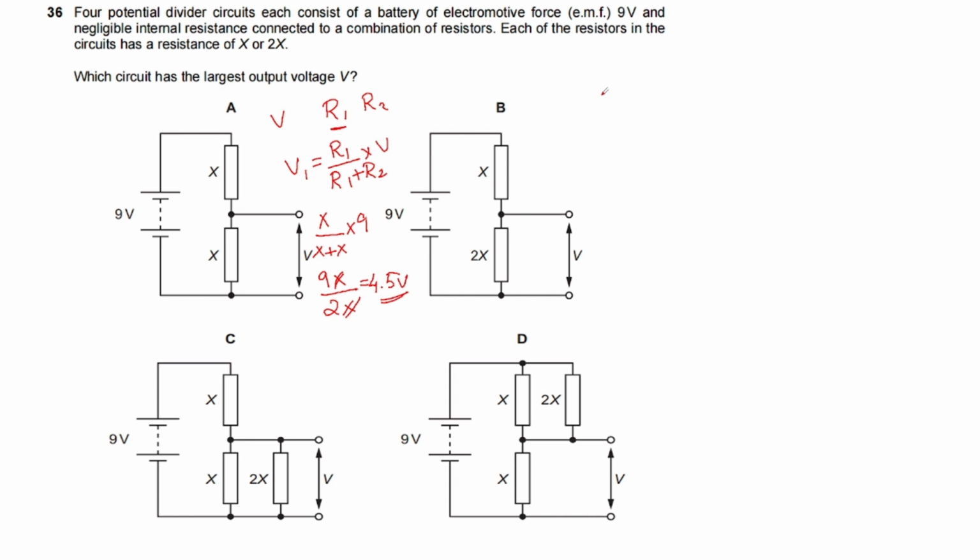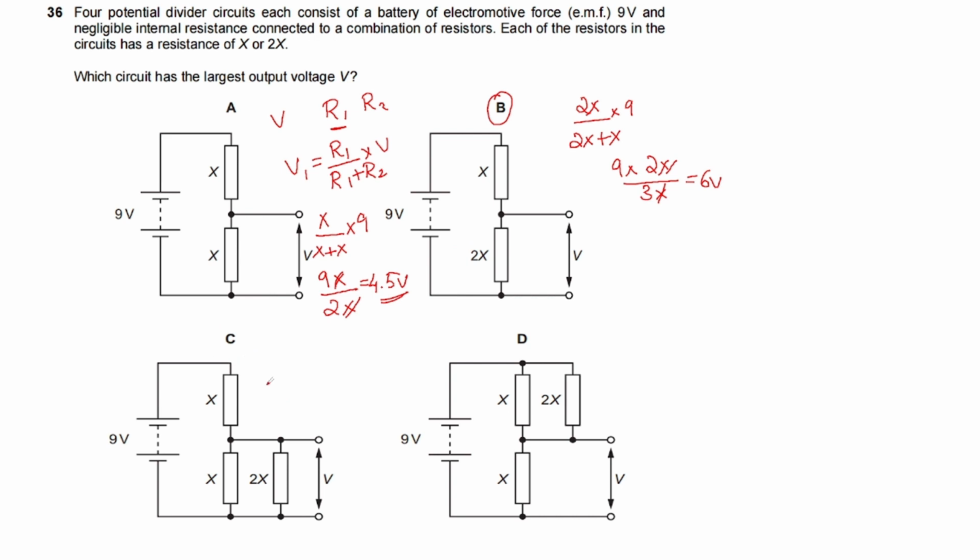And here option B, the resistance is 2X divided by the combination 2X plus X, and the voltage given is 9, which means 9 times 2X divided by 3X. So X and X will get cancelled, and 9 times 2 is 18, and 18 divided by 3 is 6, which means 6 volts. So comparatively option B is having the higher voltage.